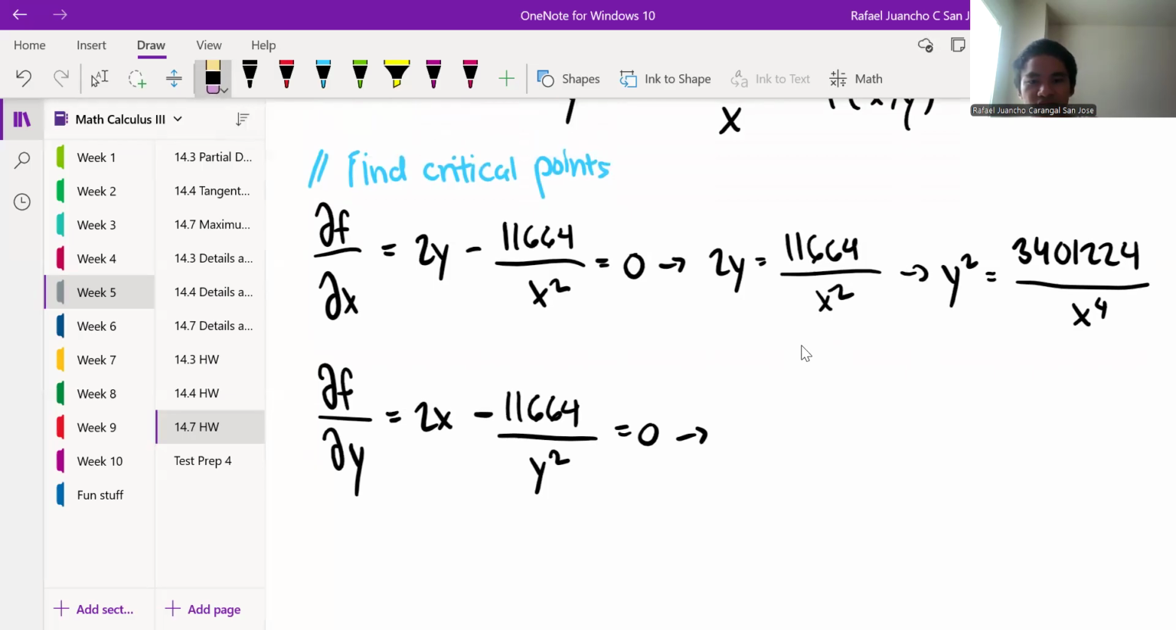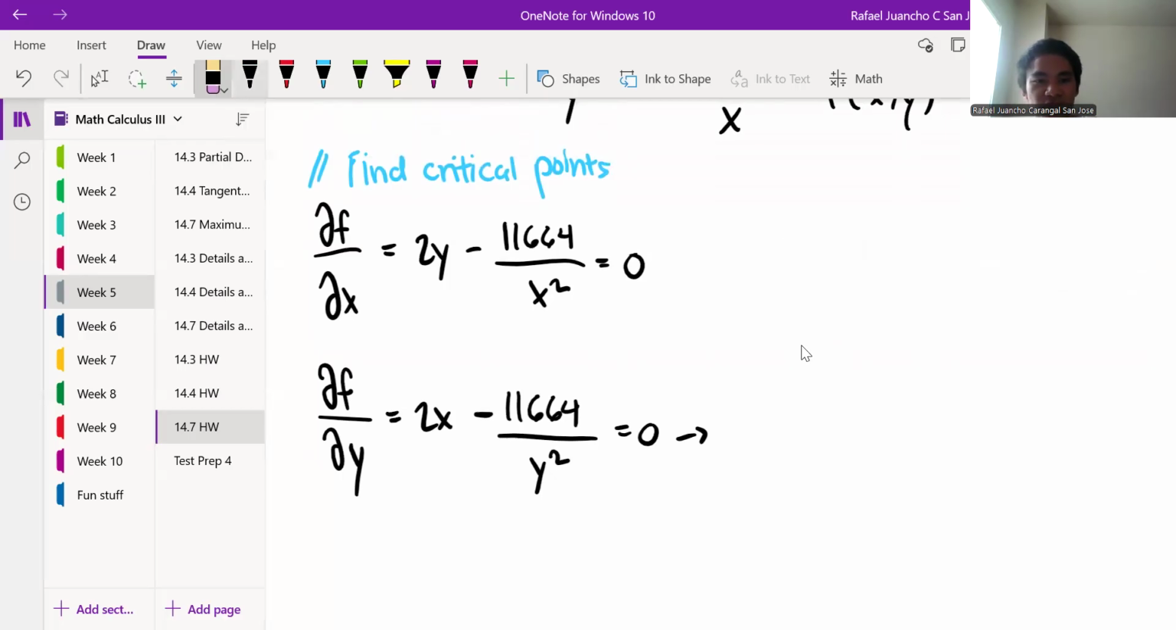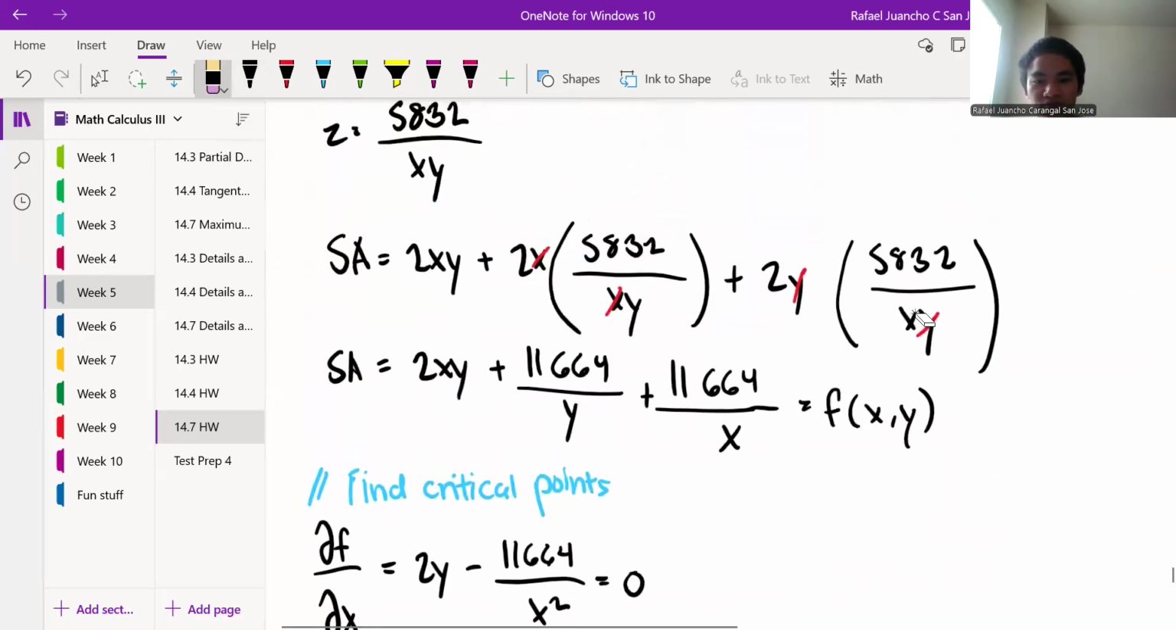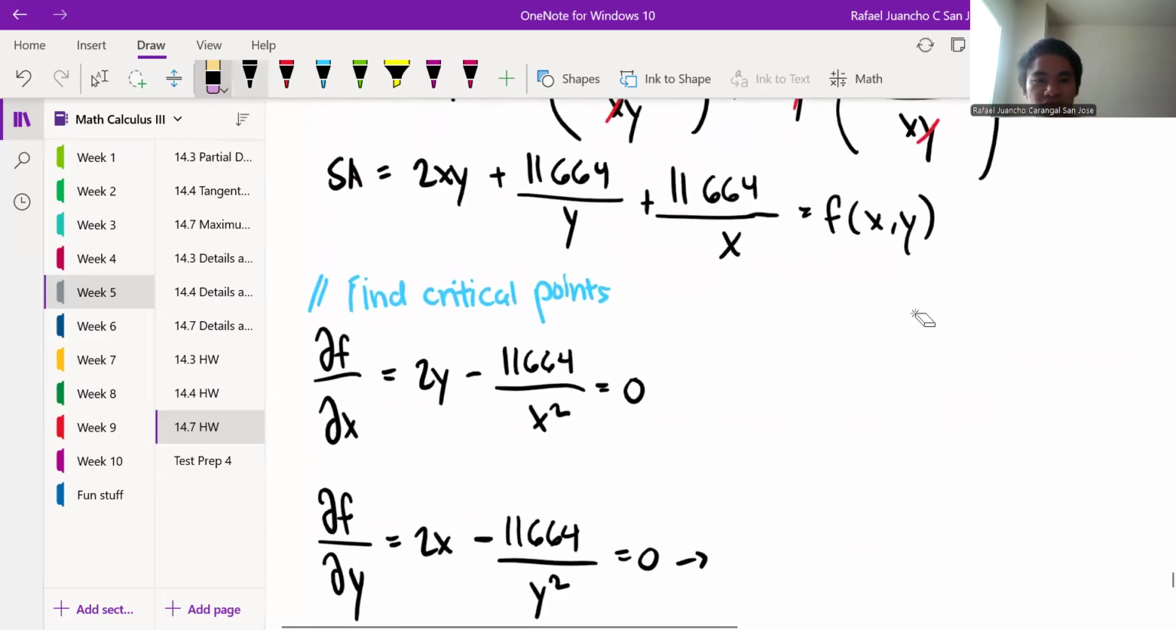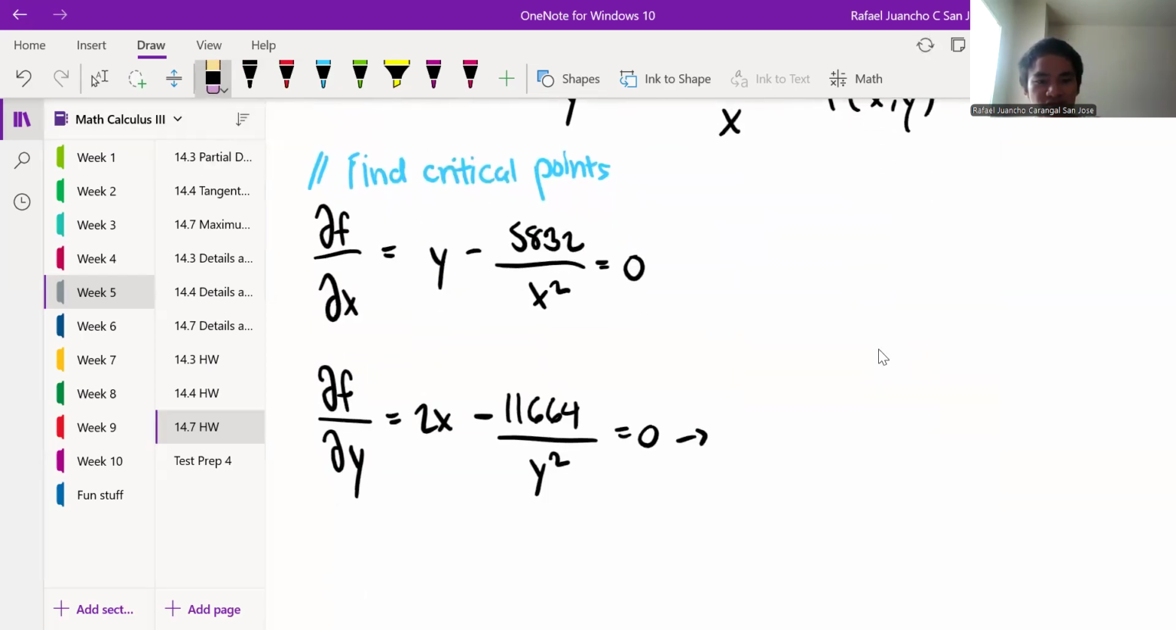Actually, I did not realize I could have factored out 2 here. I just realized I could have done that. Let me actually do that, because this number is too big. I'm not comfortable with it. So what I could have done was factor this out. This is actually just y. I divide it by 2. This one is 11664. I divide that by 2 as well. I get 5832. So I get this. And I pretty much get the same thing here. 5832.